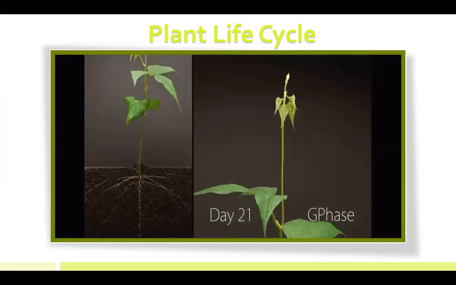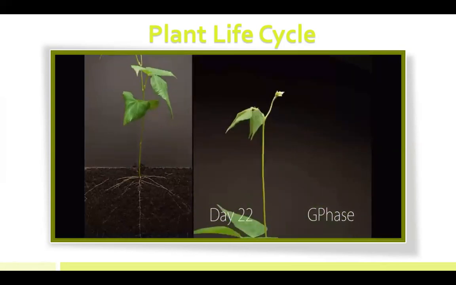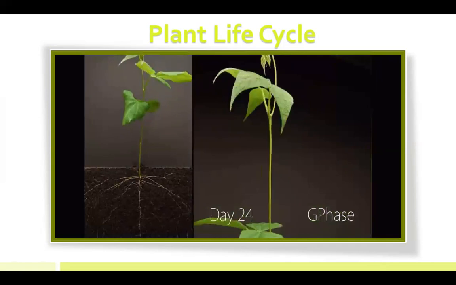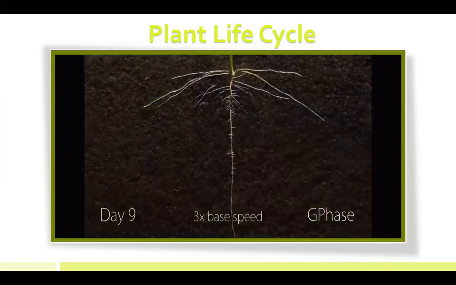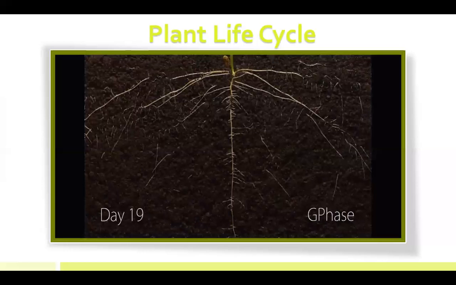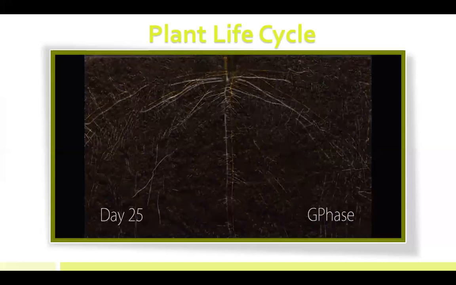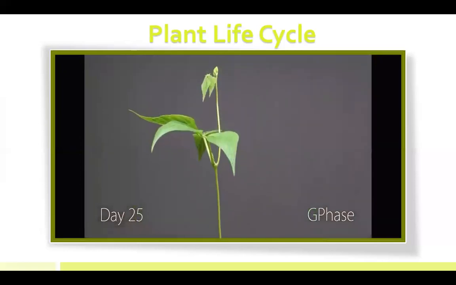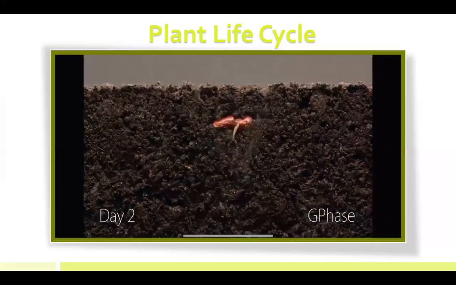At the same time, you can see that the roots are also growing. Here you can see that the roots are growing longer and more roots grow. And after about 25 days, we are going to have this small plant that is called a seedling. So here we watched the bean life cycle.